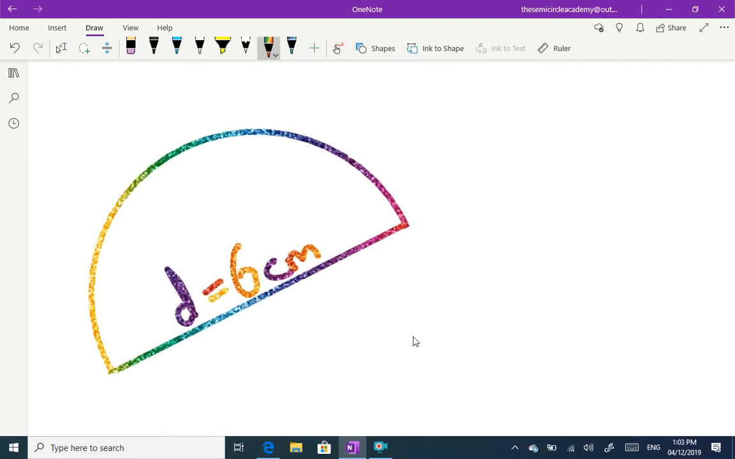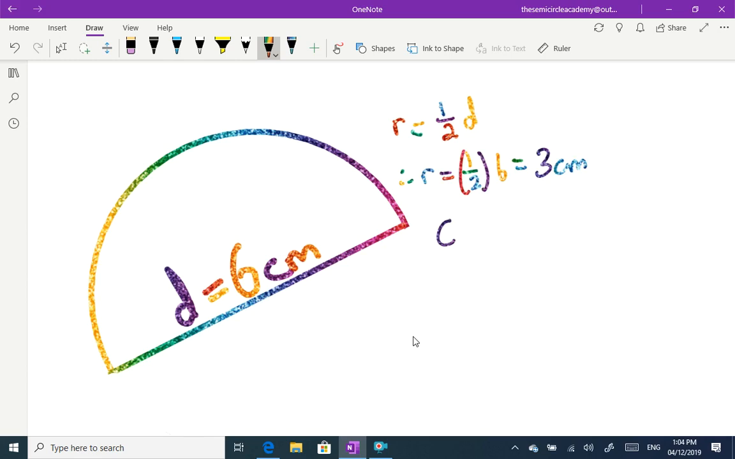And a semicircle here, you can see that they gave us the diameter, and the diameter is 6 centimeters. So remember, we would have to know that the radius is equal to a half of the diameter. So the diameter is 6, therefore the radius is going to be a half of 6, which will be 3 centimeters. And so from that, we could now find the circumference. But remember, this is a semicircle. This is half of a circle.